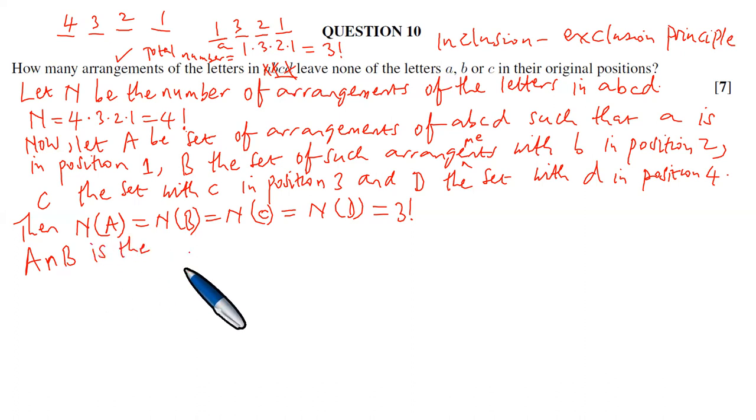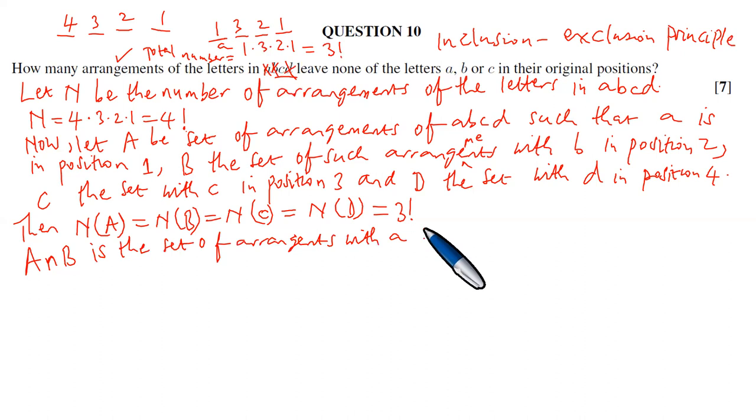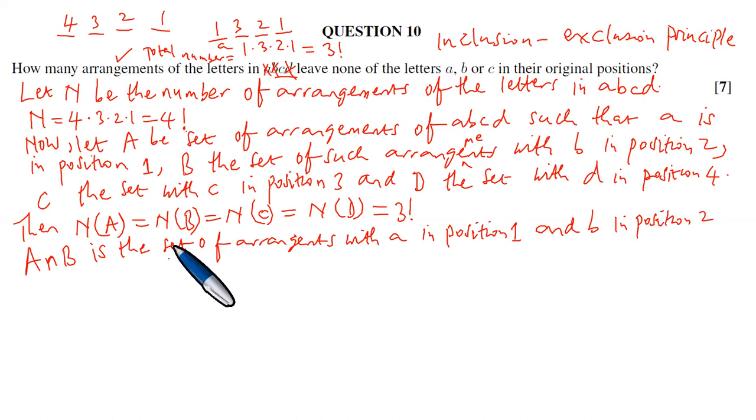What is A intersection B? This is the set of arrangements with A in position one and B in position two. Because we saw that A is the set of arrangements with A in position one, the sequence arrangements in A had A in position one, and the arrangements in B had B in position two. That is how we defined the two sets.